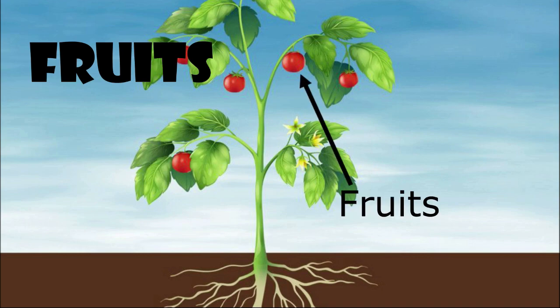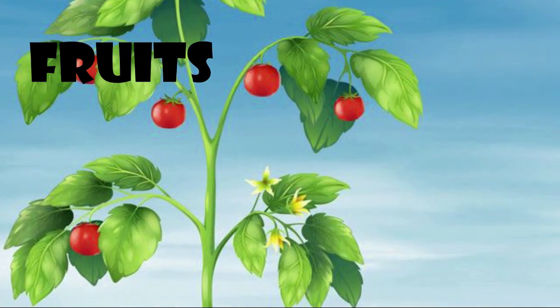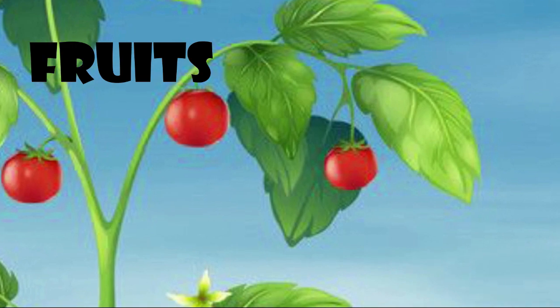Fruits. This is a fruit. Fruits are like little houses for seeds. They protect the seeds and help them spread around so new plants can grow in different places. Fruits can be eaten by animals and people, which helps the seeds travel even further.